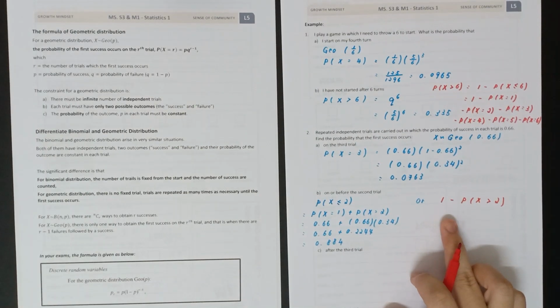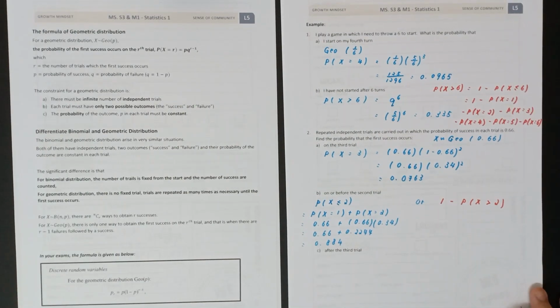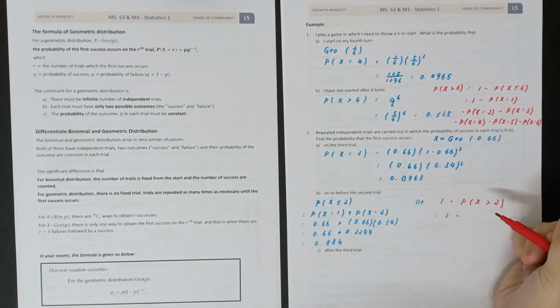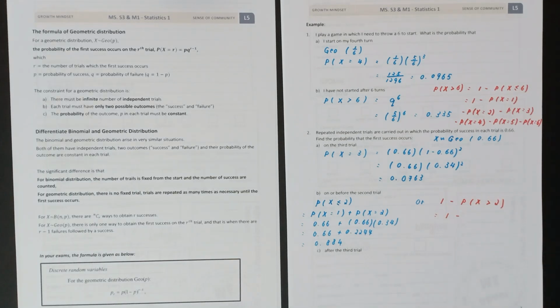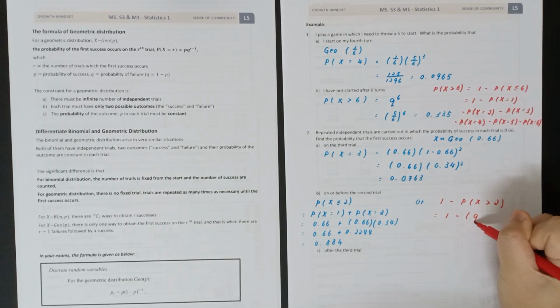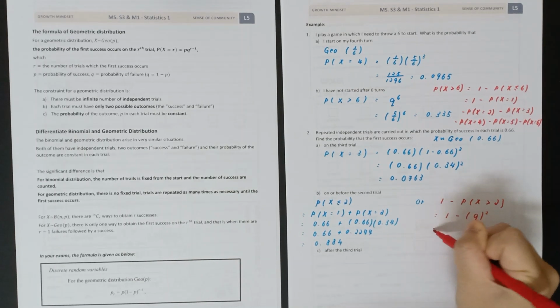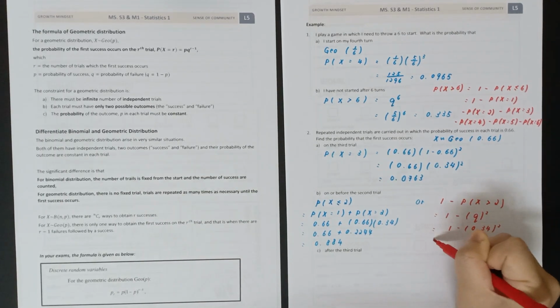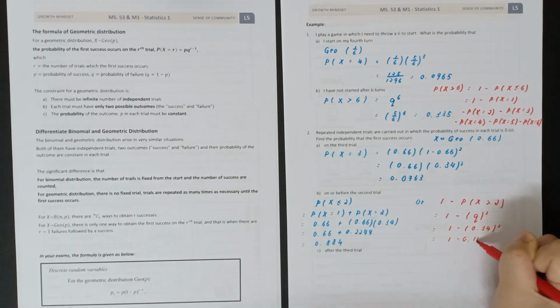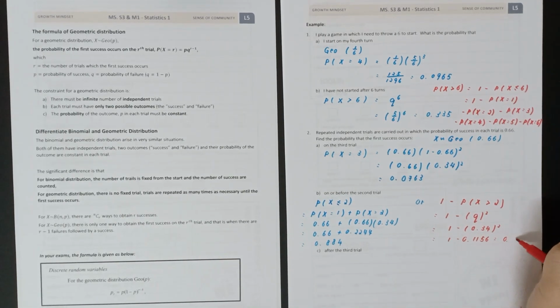So I use the complete probability minus the probability for me to get the first success after the second trial. Then after that, what can I do? 1 minus the probability for x greater than 2. What does that mean? That means I didn't get a situation where 2 times I get failure. So that's why Q power 2. So 1 minus 0.34 power 2, then you will be able to get exactly the same answer as what you got from here.